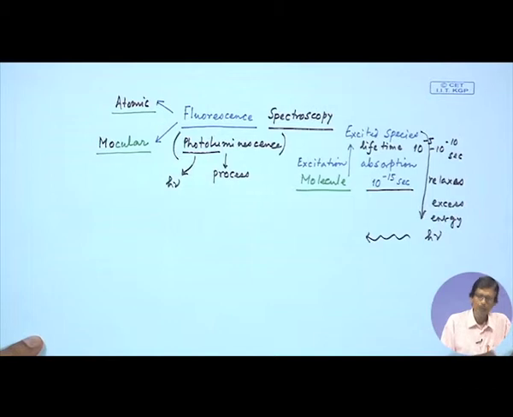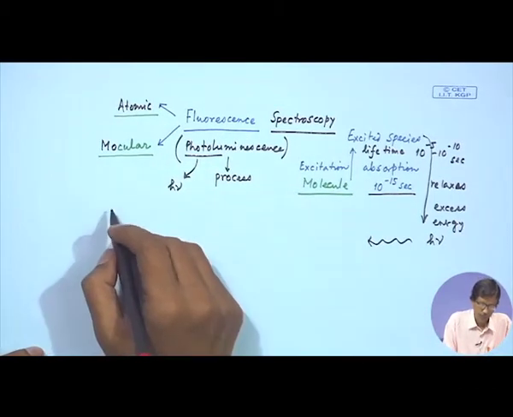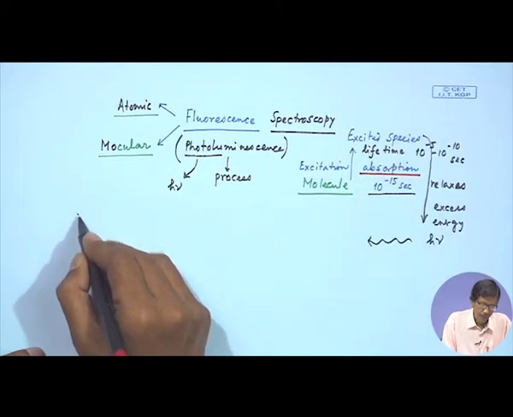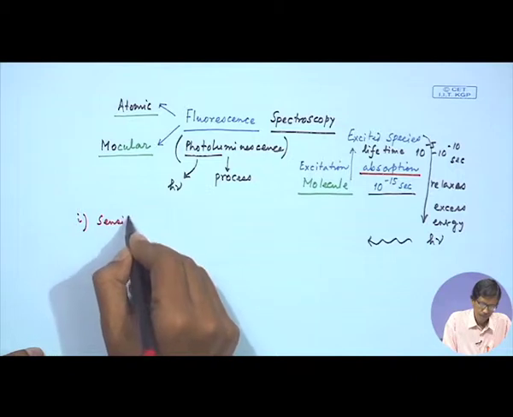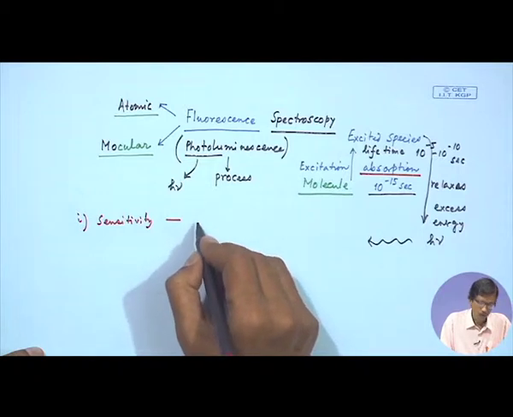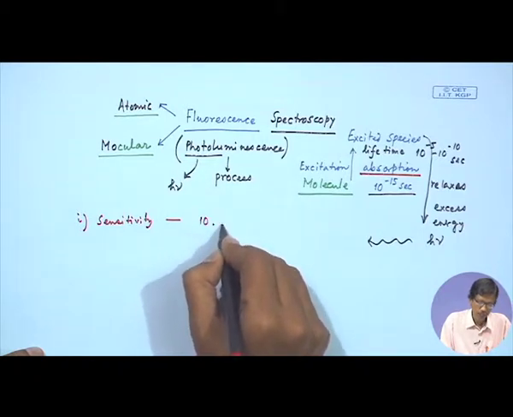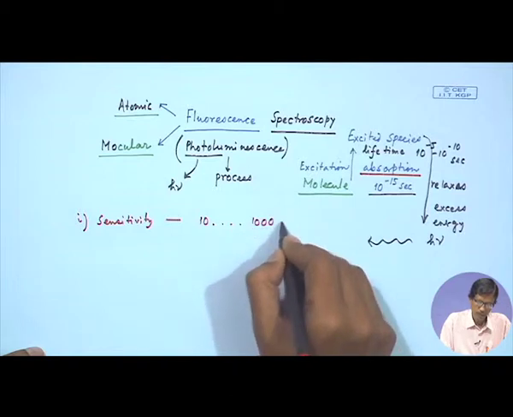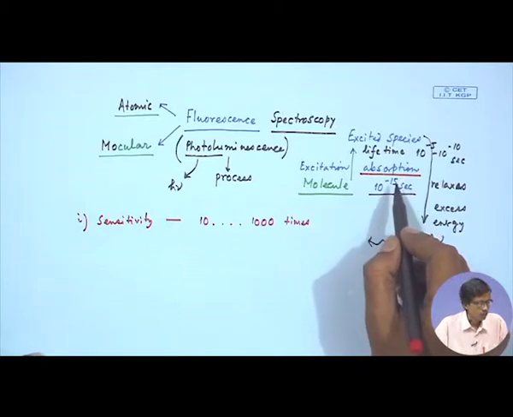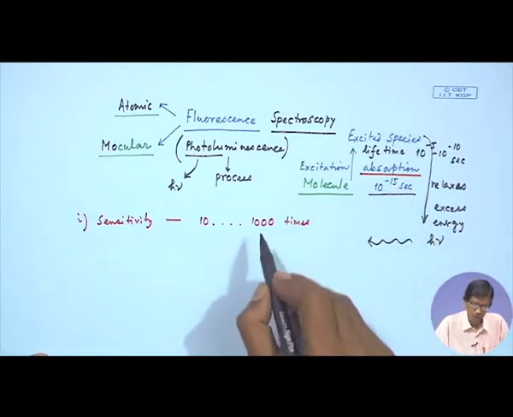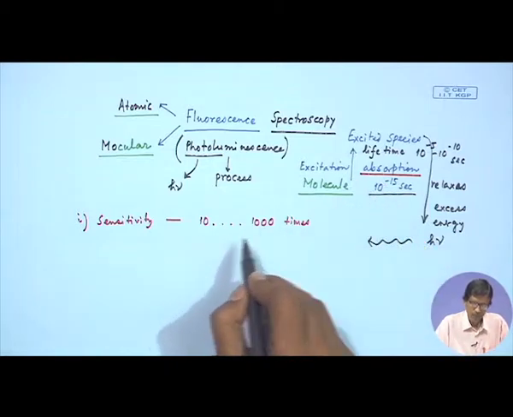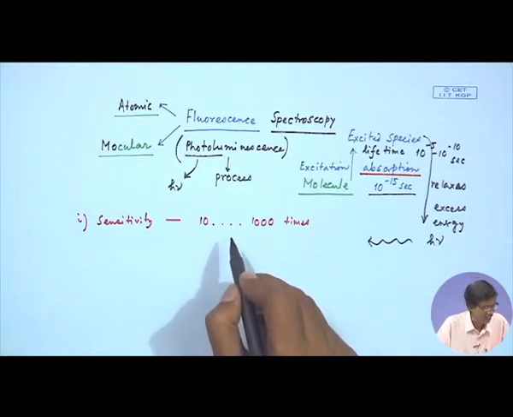Why do we use this fluorescence spectroscopic technique over the absorption spectroscopic technique? Because it has a high sensitivity, which is sometimes of the order of 10 to 1000 times more sensitive compared to electronic absorption spectroscopy. So it is a better process than the absorption technique, and very sensitive to those molecules which are fluorescence active.